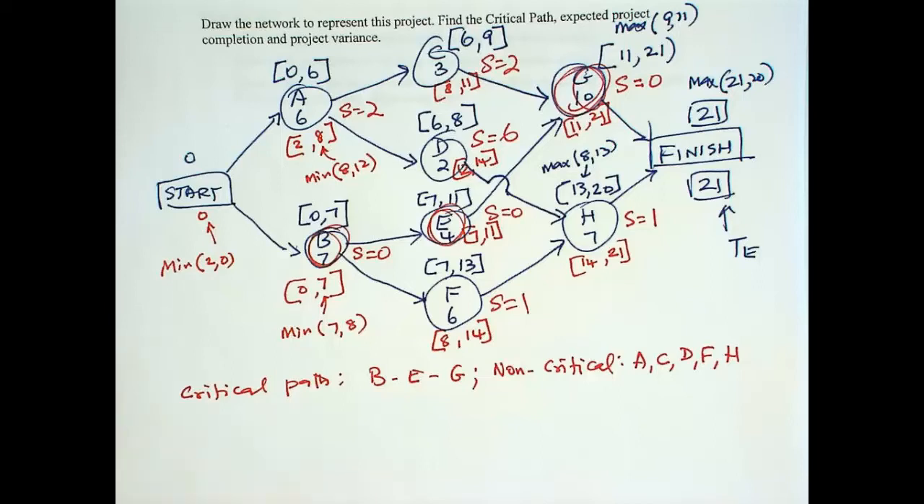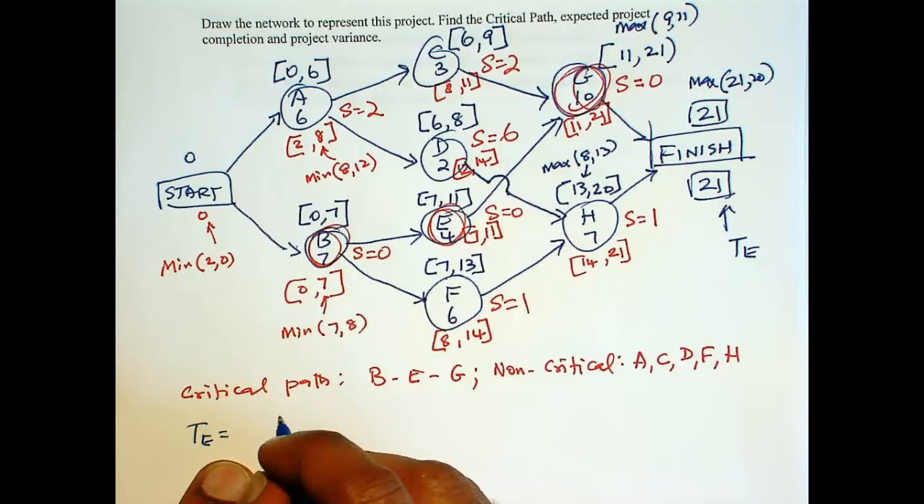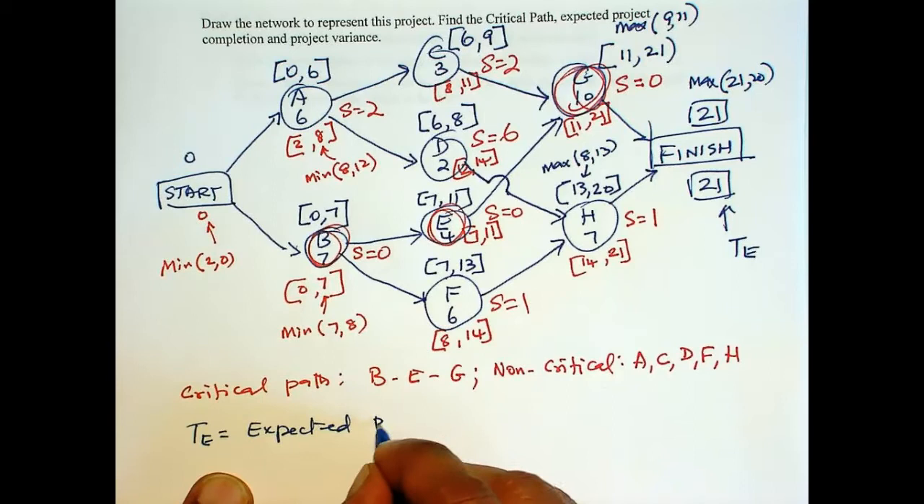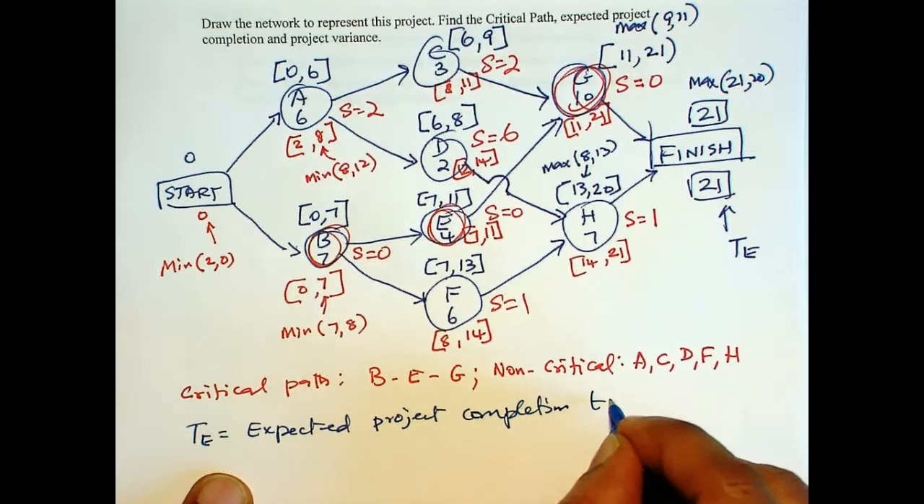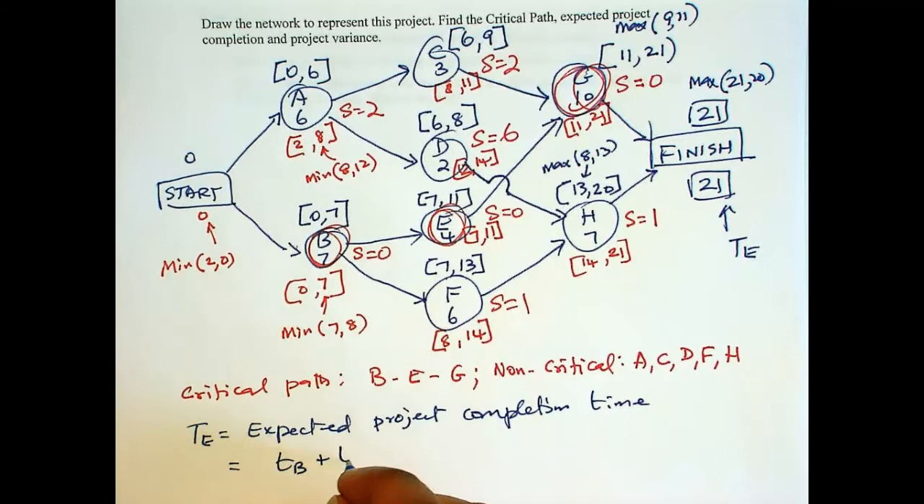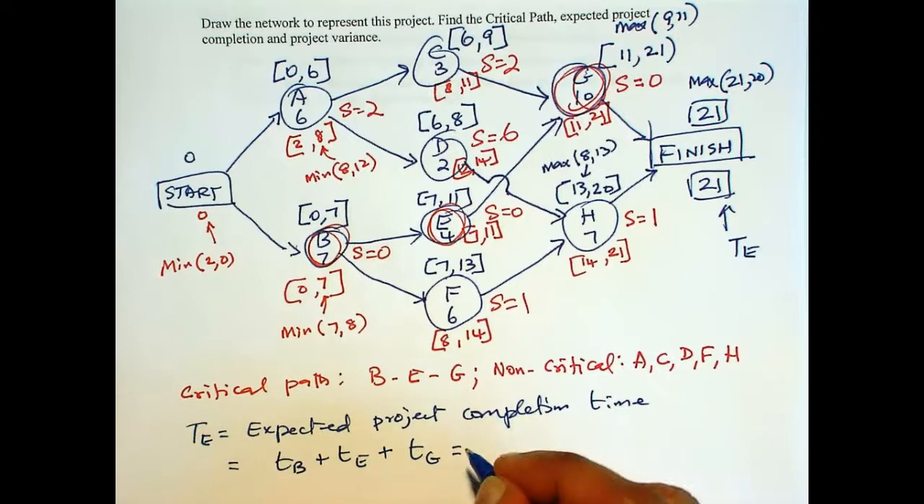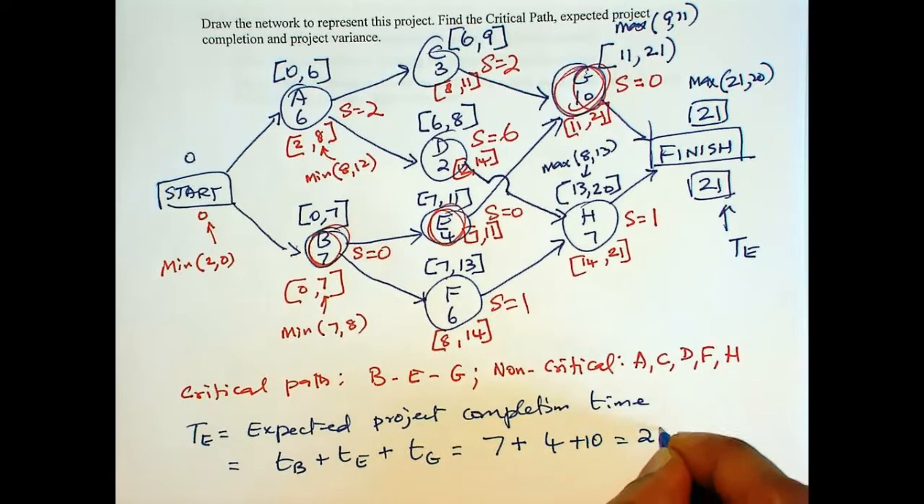Now we're going to continue with this problem. So the expected project completion time is the sum of, this is the expected project completion time, so that is equal to T sub B plus T sub E plus T sub G. So that will be like 7 plus 4 plus 10 equal to 21 weeks.